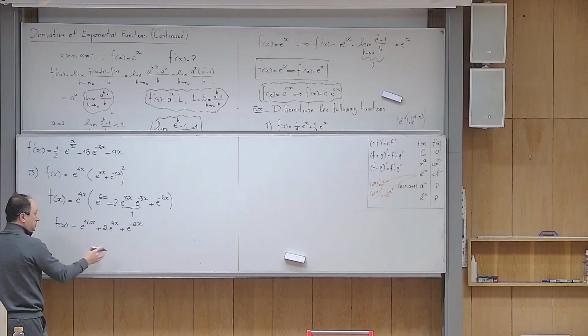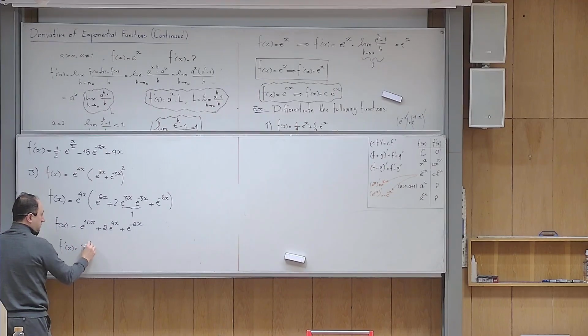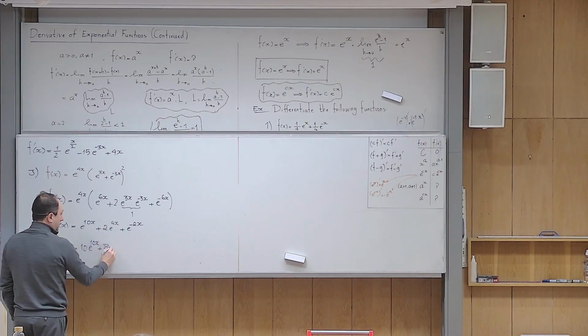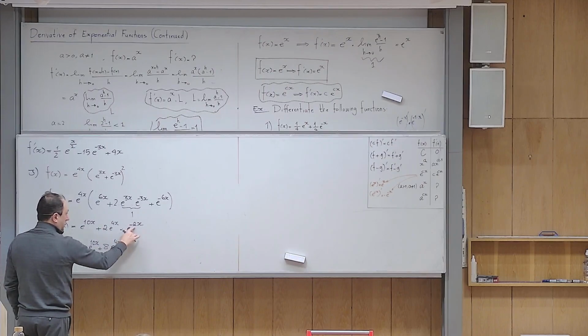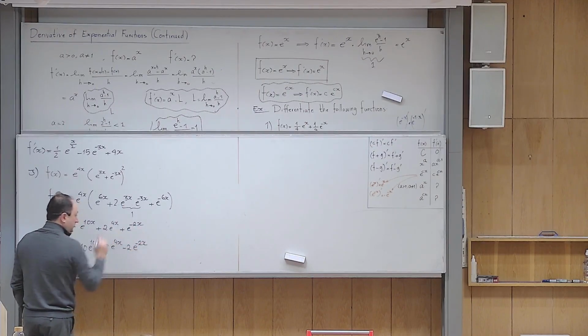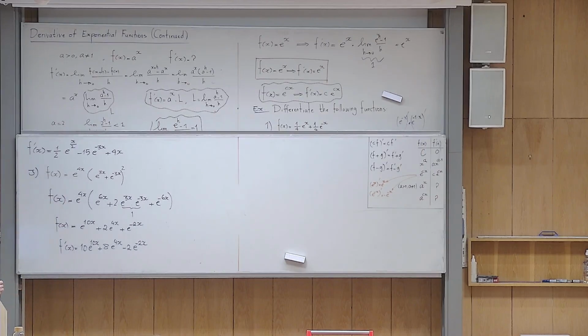And now everything is ready, so I can differentiate. This 10 is playing the role of that c. 10 goes down and the function repeats itself. 4 goes down and the function repeats itself. 4 times 2 is 8. Minus 2 goes down and the function repeats itself. So that's the derivative of this function.